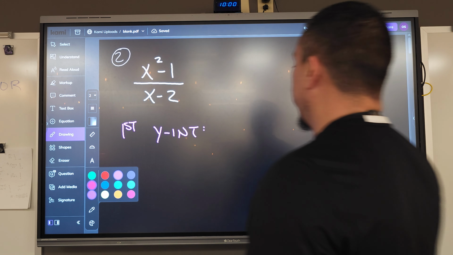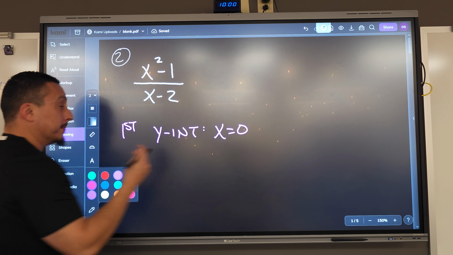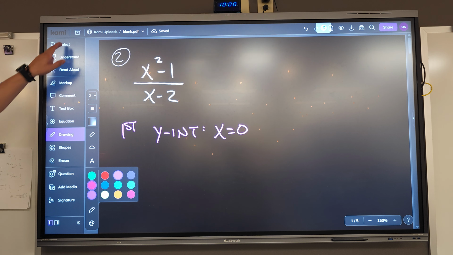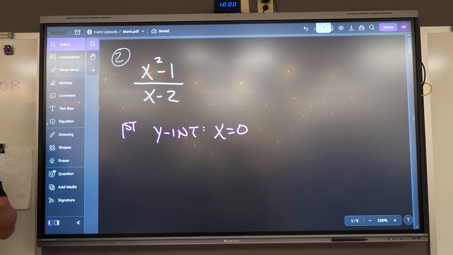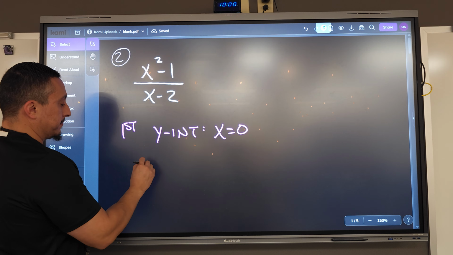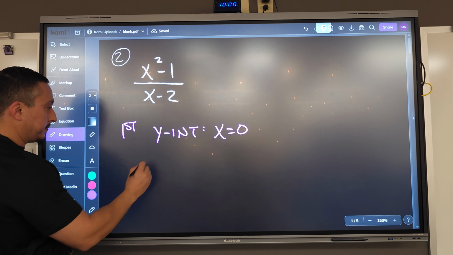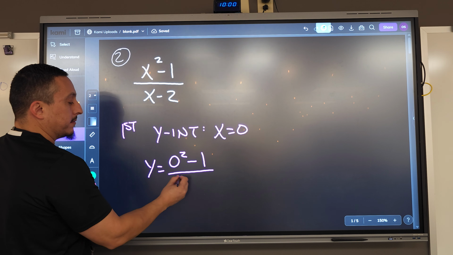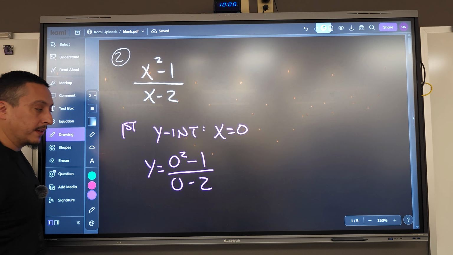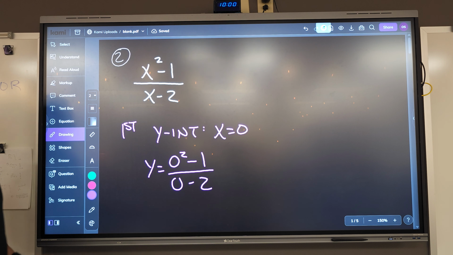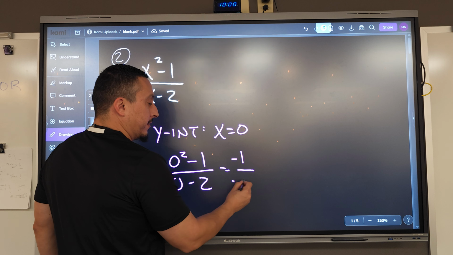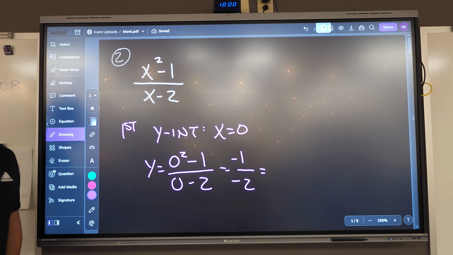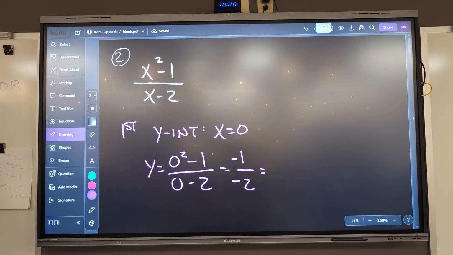Okay, so y-intercept: x equals 0. Literally what you do is plug in the 0 for x. So you have y equals 0 squared minus 1 over 0 minus 2. Those zeros really don't do anything, so you have negative 1 over negative 2. A negative divided by a negative turns to a positive, and then 1 divided by 2 is really just 0.5.